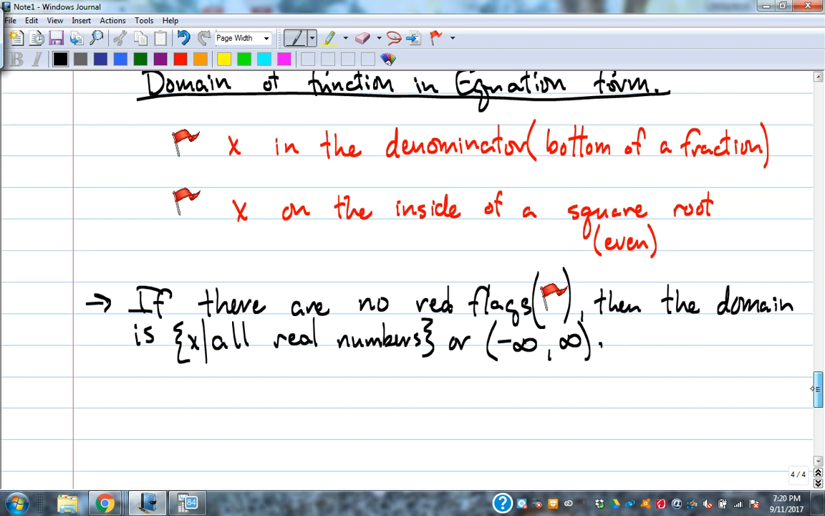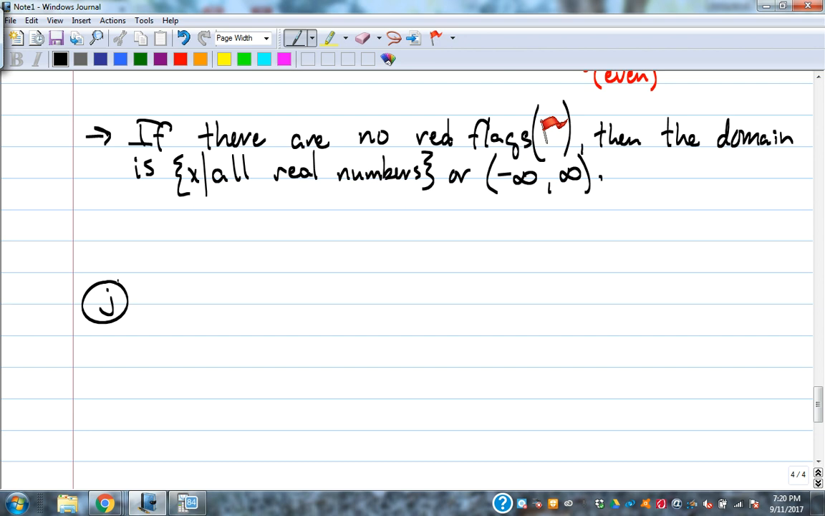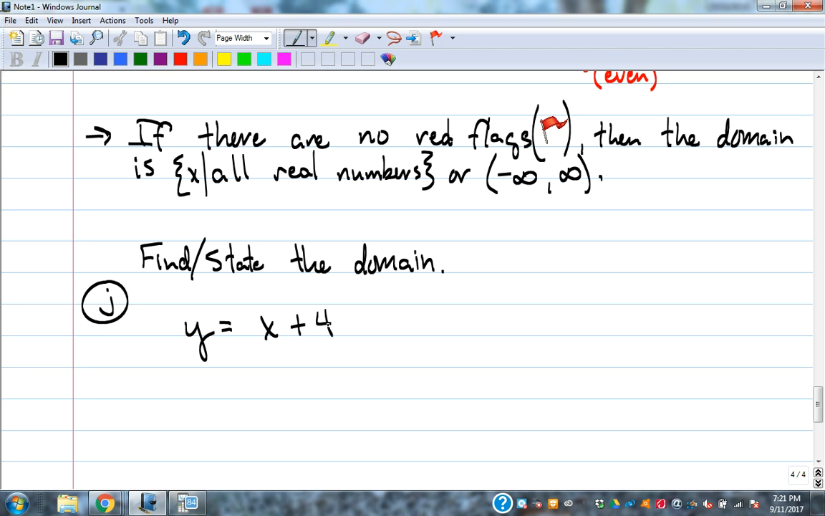What letter are we on? J. Example J. We want to find and state the domain. Okay? All right. Let's start with an easy one. y equals x plus 4. Okay? Now, we look at that problem. What are we looking for? We're looking for domain. What kind of things help us find a domain? X's. So we're looking at x.